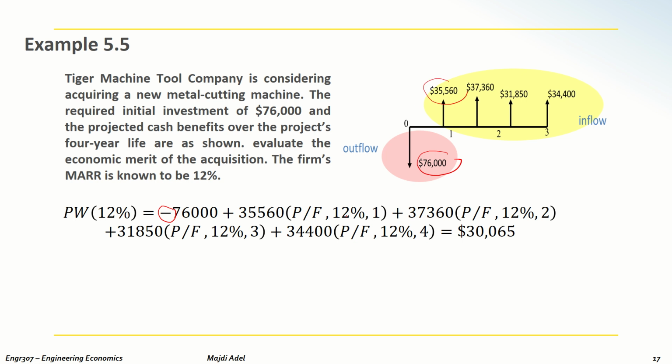Calculate P given F at 12% and 1 interest period. The second transaction, 37,360. Calculate P given F at 12% and 2 interest periods. Then $31,850, calculate P given F at 12% and 3 interest periods. And the last transaction, calculate P given F at 12% and 4 years. The answer is $30,065. Since present worth is greater than 0, then the project is acceptable.